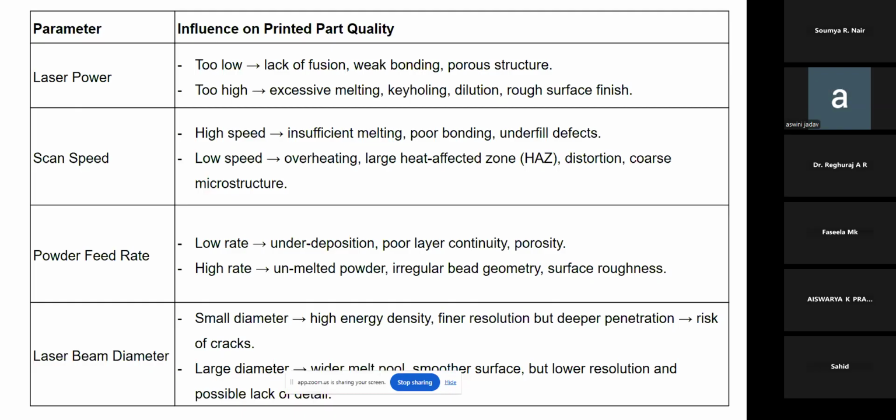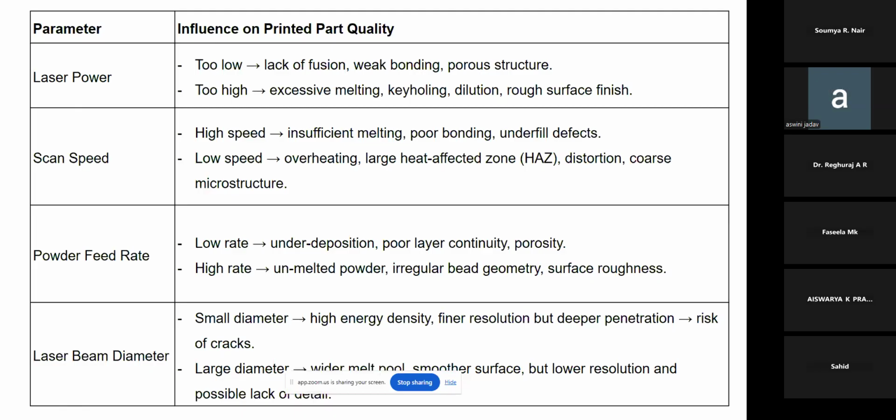Third one is powder feed rate. Powder feed rate normally we will mention in grams per minute. If you use a very low powder feed rate, you will have under deposition, poor layer continuity, porosity. If you use a high rate, unmelted powder will be there. Irregular bead geometry will be there. Surface roughness not that much good, right?